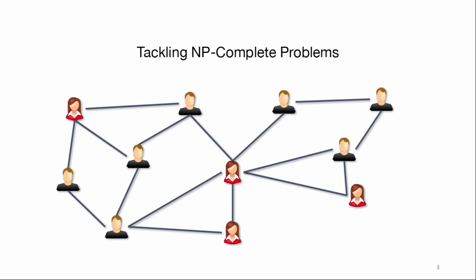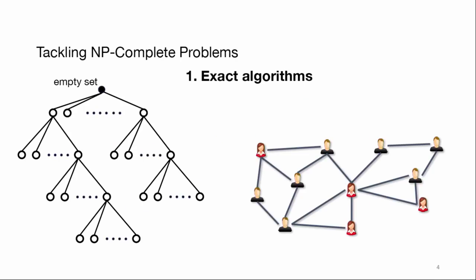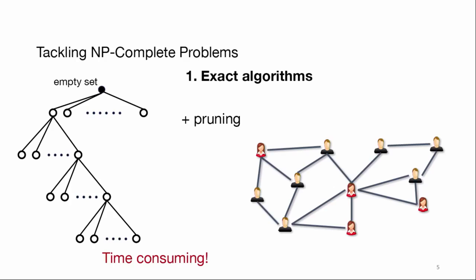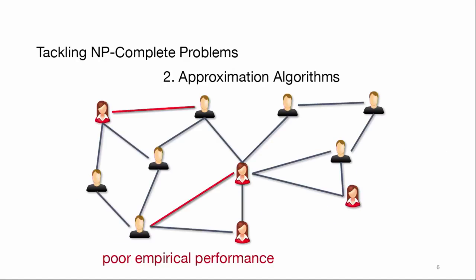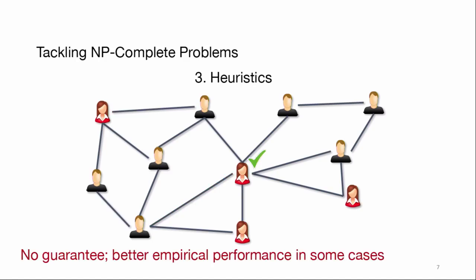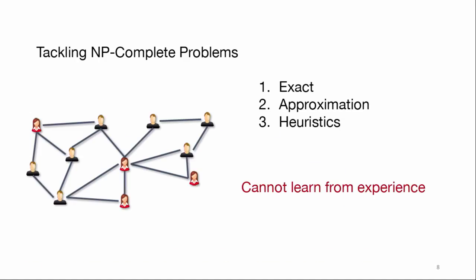We first review some existing methods to tackle this NP-complete problem. The exact algorithm guarantees the optimal solution by performing search with pruning, but sometimes it's time-consuming. And the approximation algorithm has a worst-case guarantee, but empirically it performs poorly. And heuristics like picking the node with largest degree only work in some cases. But we think the main problem is they cannot learn from the same instances of the problem that were solved before.